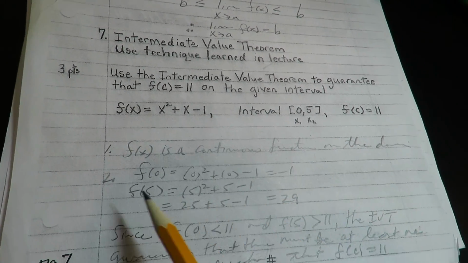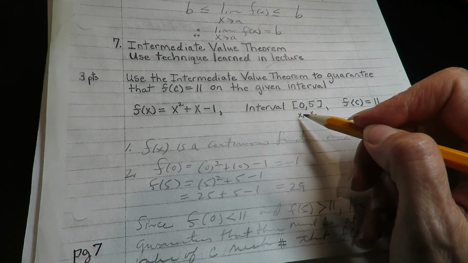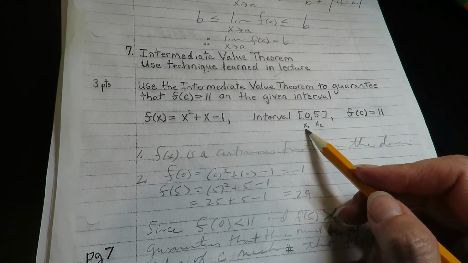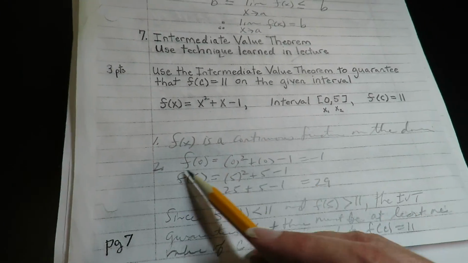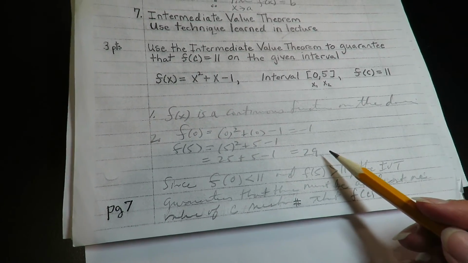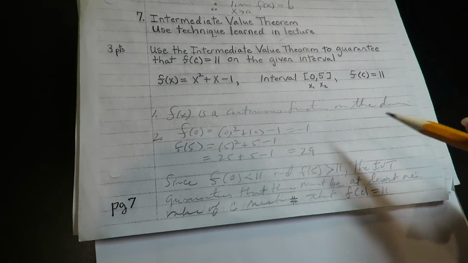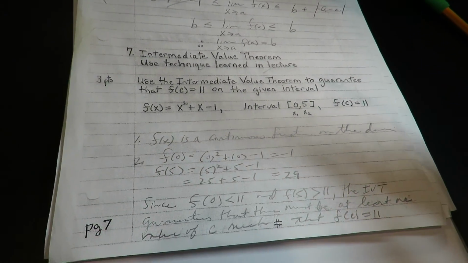The second thing I asked you to do was to plug in the initial domain and the end domain, so your x sub 1 and your x sub 2, into the function. So x sub 1 was -1, x sub 2 was 5, and the output was 29. So you know that the range of the outputs goes from -1 to 29.